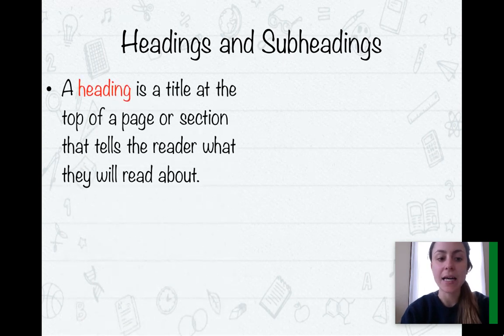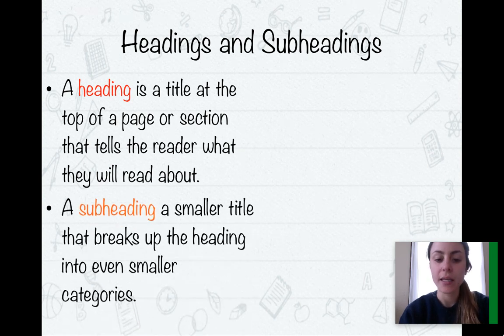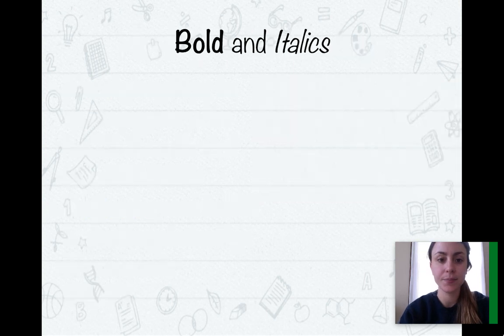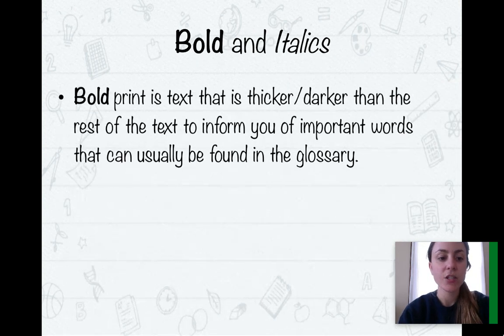A heading is a title at the top of a page or a section that tells the reader what they will be reading about. And a subheading is a smaller title that breaks up the heading into even smaller categories. We have an example here. The heading is what plants need, and then you have multiple other subheadings that are more specific forms of information about what plants need.